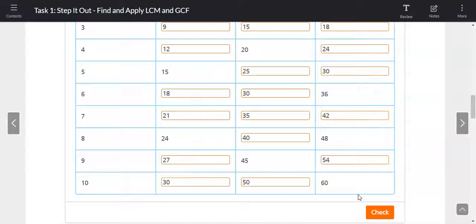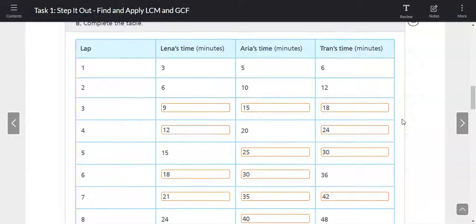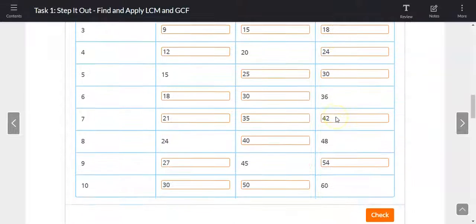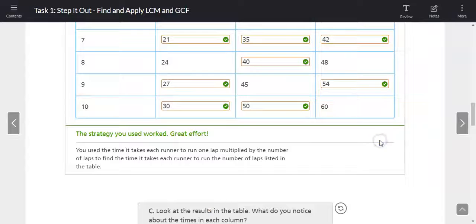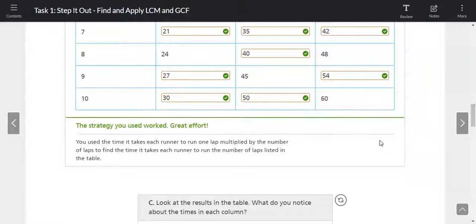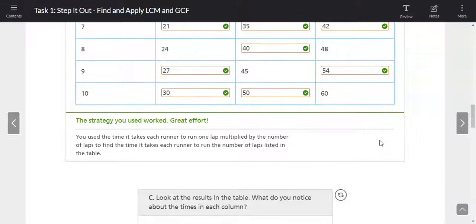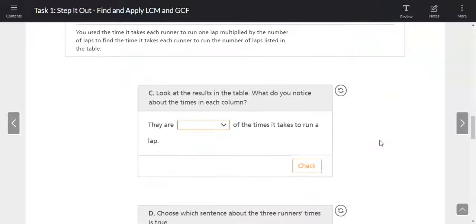and then 60. Now, if you're wondering how I got those, you really need to be practicing your multiplication tables, because on this one, I just did multiples of 3. This one, 5. This one, 6. Let's check them out. So you use the time it takes each runner to run 1 lap and multiply by the number of laps to find the time it takes each runner to run the number of laps listed in the table.